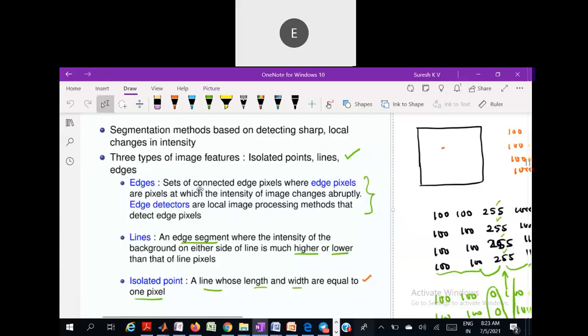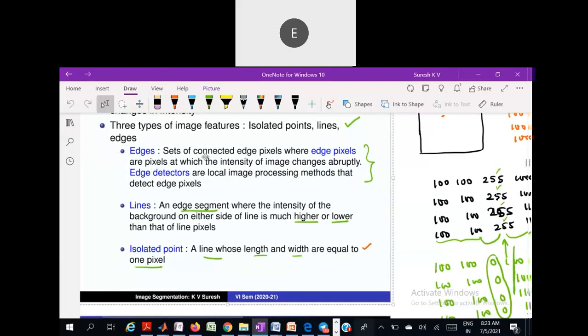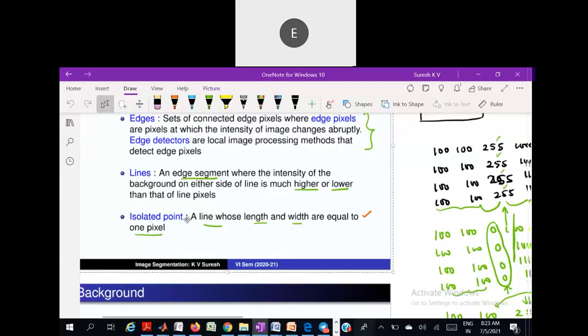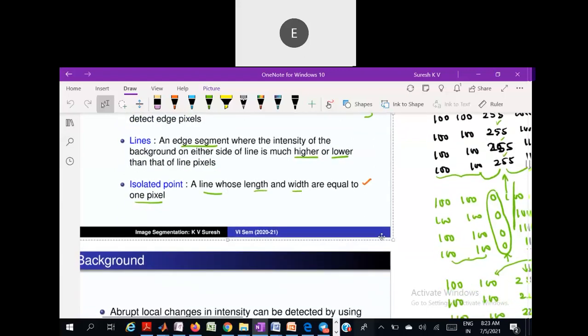I think we have done it in the second chapter. We will be continuing in this chapter also. Edge segments where the intensity on either side is much higher or lower is called a line. I have given an example. And an isolated point can be called a line whose length and width are equal to 1 pixel. In my simulation I have used 3 pixels just to show you. It is an exaggeration, but it should be 1 pixel. I'll assume the concept is clear to you now.